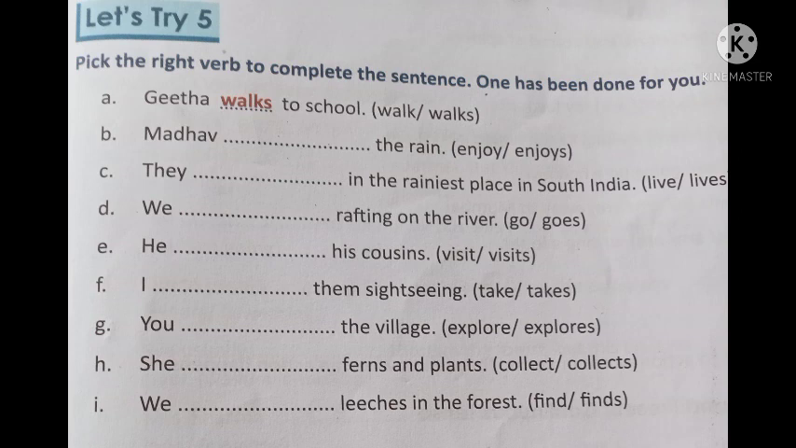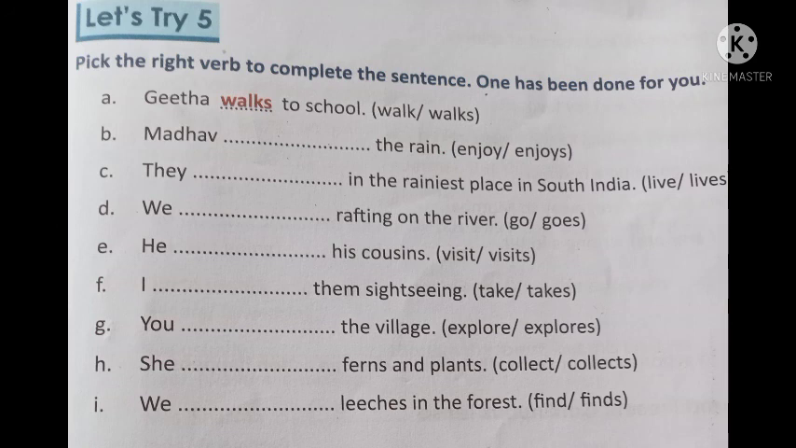I dash them sightseeing. The options are take and takes. Now we will fill the blank by using the correct verb. And what is the correct verb? Cross check the table. When we have I as a subject, then we use first form of verb without s or es form. So what is the correct answer? Yes, take is the correct answer. I take them sightseeing.